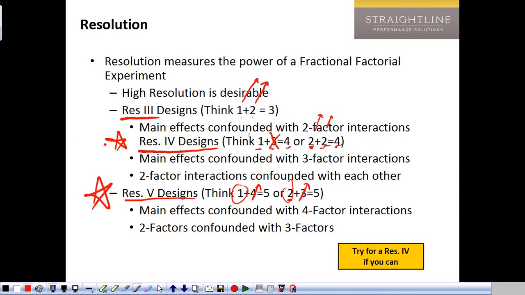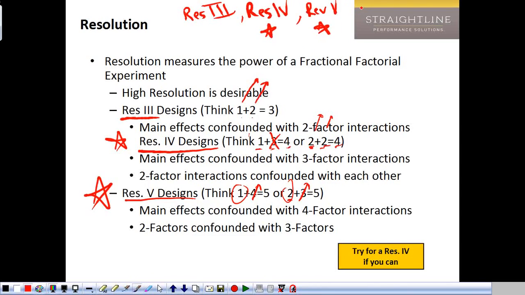Try to at least get a Res 4 if you can. And use this sort of rule of thumb, and we'll break this rule a little bit in the next section. But a Res 3, try and get a Res 4. Oops, I don't know how to write Roman numerals. That's the first time I wish I would have studied that in grade school. Just kidding. Res 4 or Res 5. Okay, design. Try for this or this.